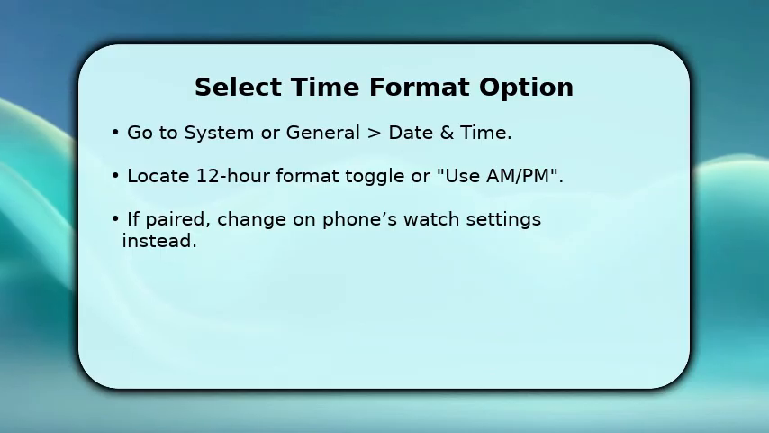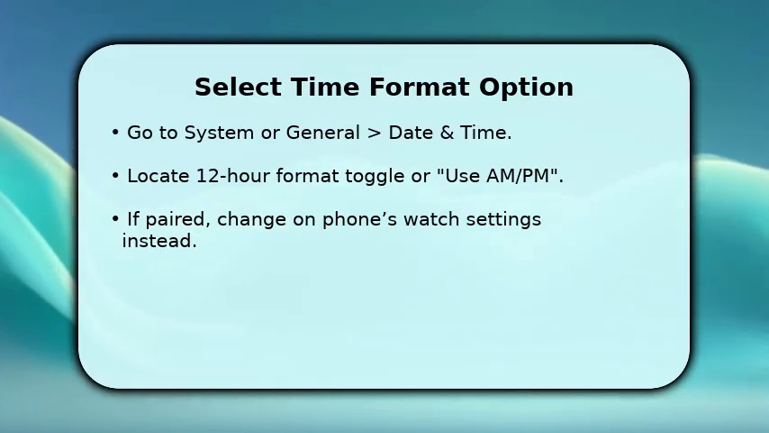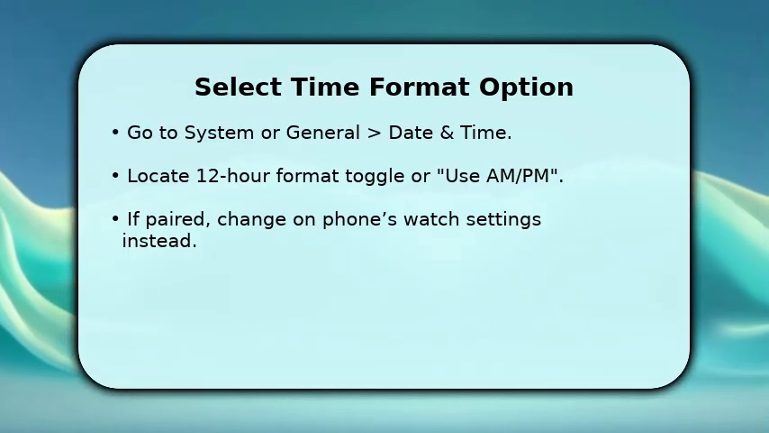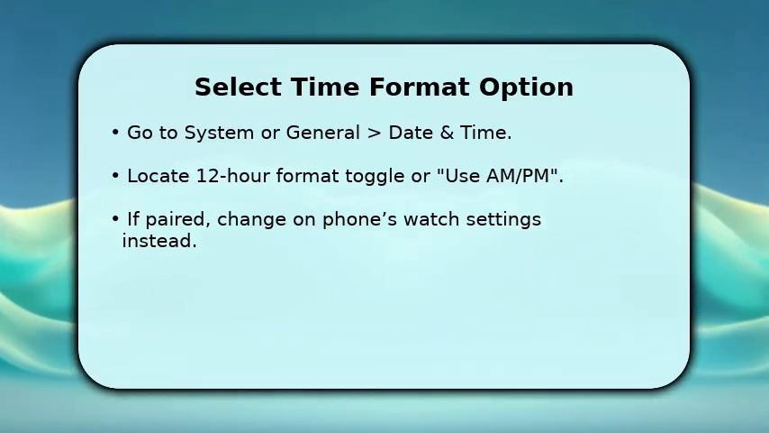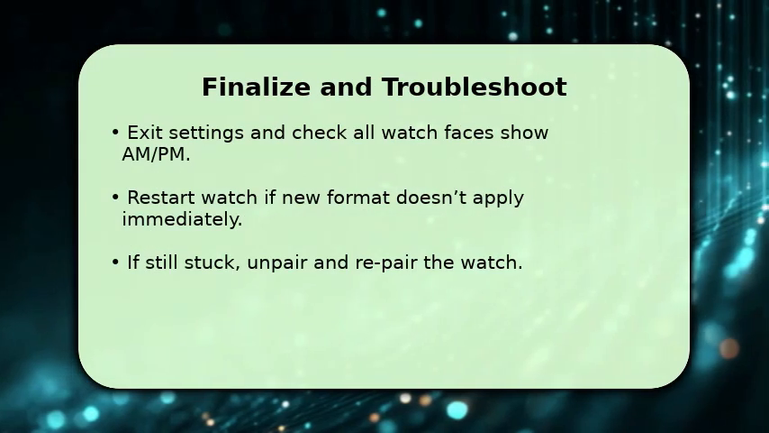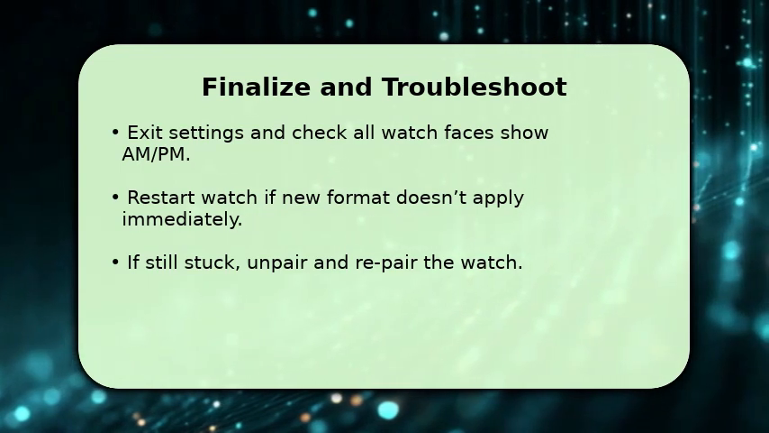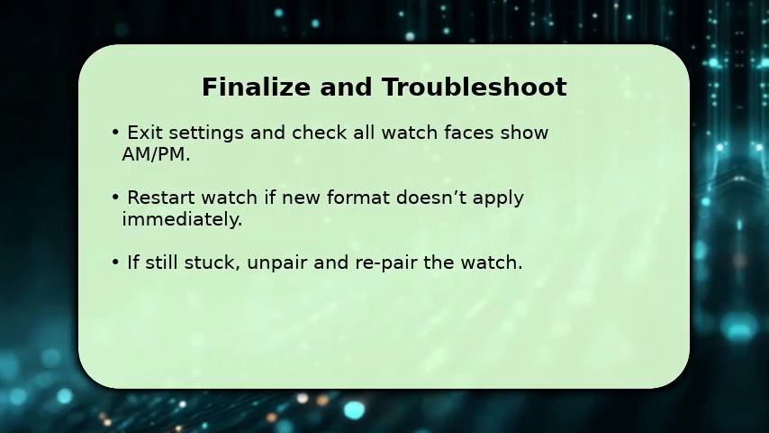Make sure automatic network time is either on or off depending on your device. Once you flip the 12-hour toggle, exit settings and inspect several watch faces to confirm AM/PM displays as expected. If the change does not appear, restart the watch to force a settings refresh.